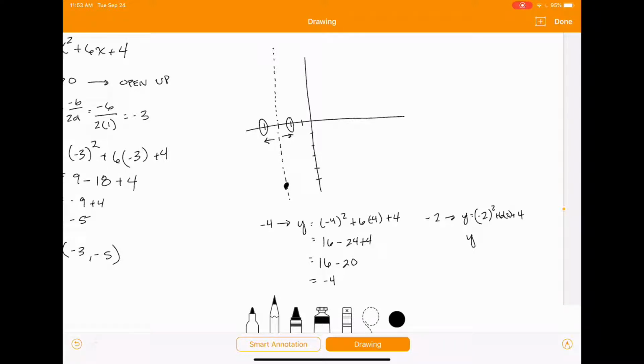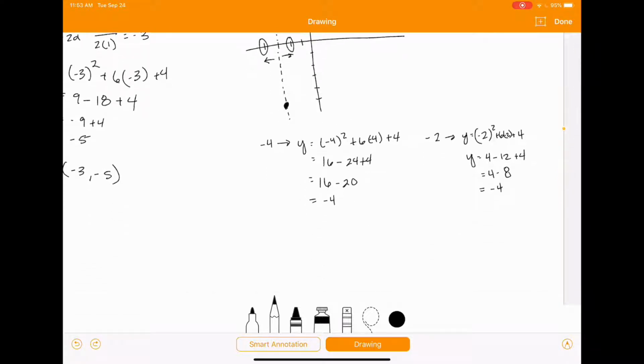And then over here for -2, y equals 4 minus 12 plus 4. So that's going to be equal to 4 minus 8, which is equal to -4. And that's really good that these match up because, again, we have to stay symmetric.